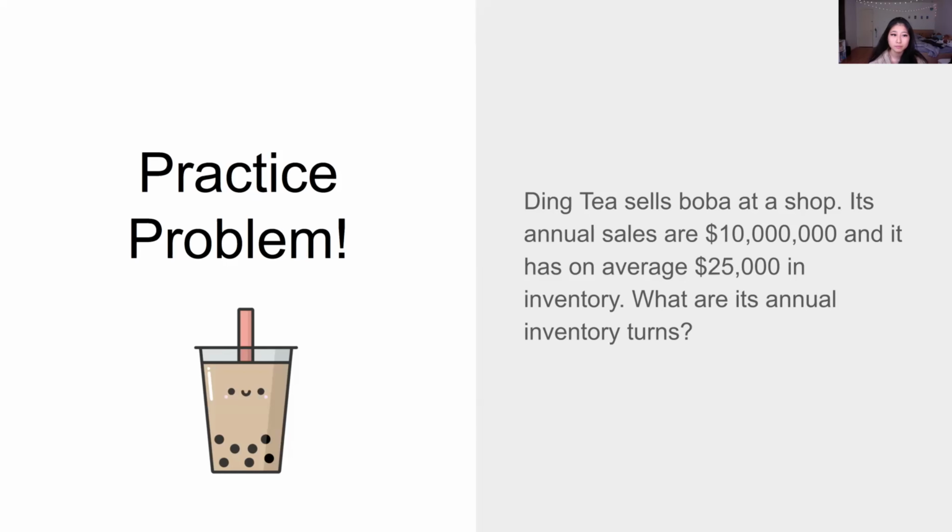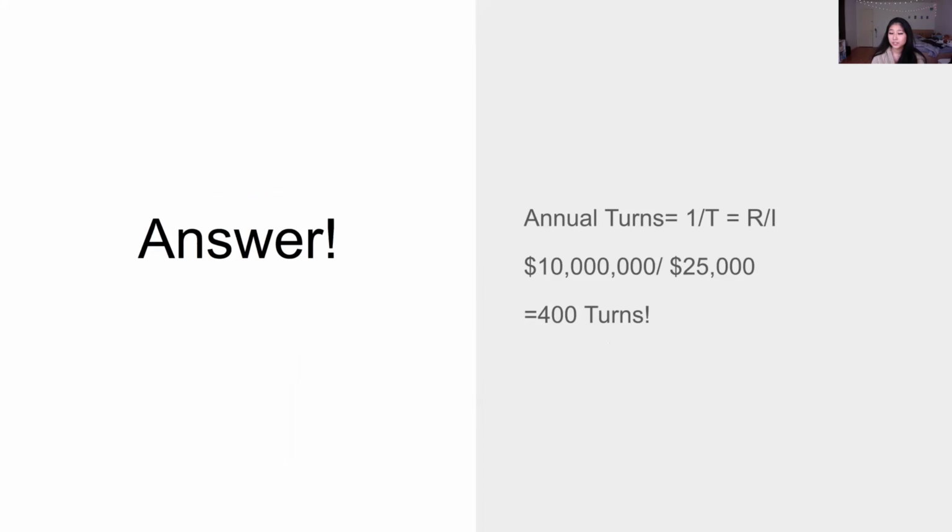Alrighty. So the answer, annual turns, like I mentioned before, is 1 over T or R over I. So the answer would be 10 million divided by 25,000, which would be 400 turns.